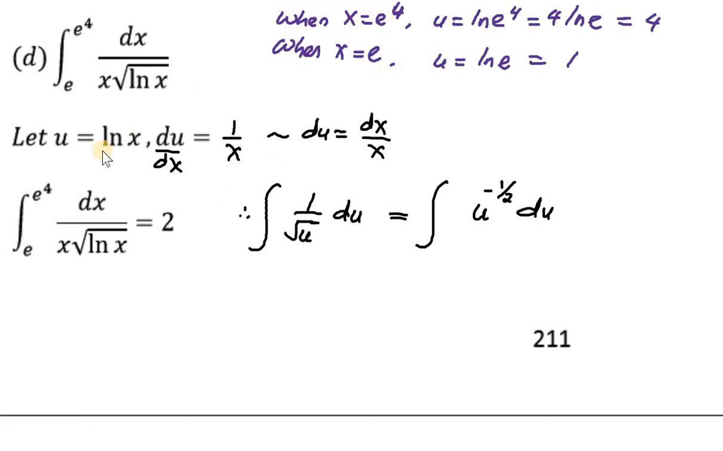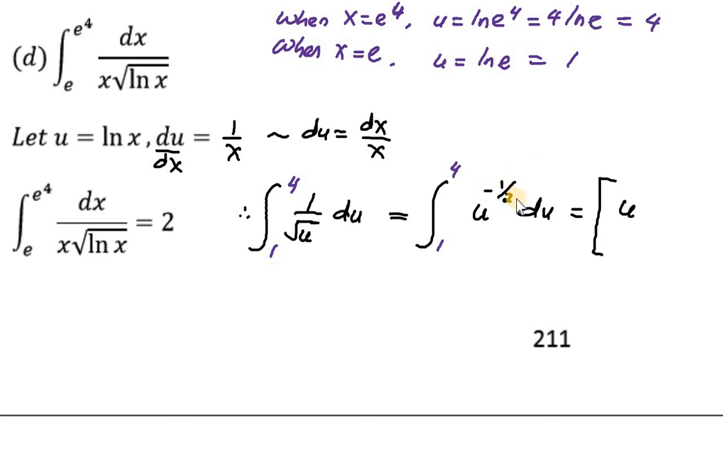Okay, this one. The u is ln x, so for the upper boundary we have 4, and for the lower boundary, x is e, so u is ln e, which is 1. So the lower boundary is 1. You need to change the boundary as well before you integrate. Then we can nicely integrate using our basic formula.